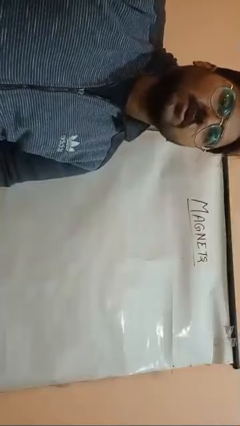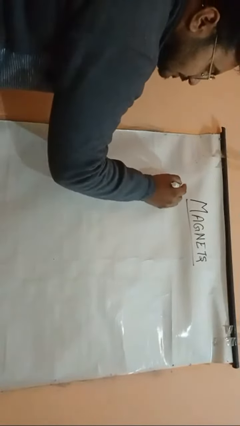So, hello students. Today we are going to start a new chapter, that is magnets. In this chapter we have to understand a few things: what are magnets, how are magnets formed, and what are the types of magnets. That is all we have to understand. So, basically magnets are found in rock.